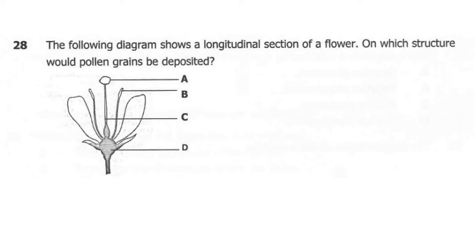The correct answer here is A. So pollen will be deposited on the stigma. So that is the labeled part A. So that is the correct answer. Excellent work, chat. We move on to the next question.